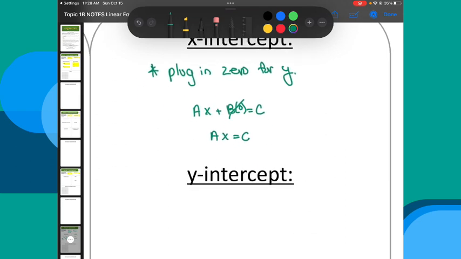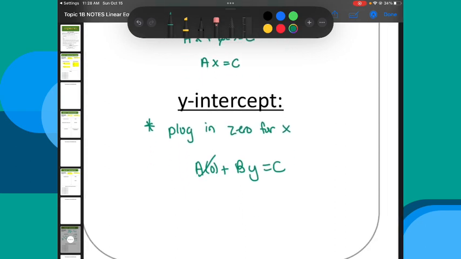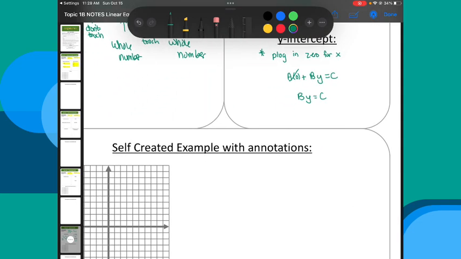We would do the same thing for the y-intercept, but for the y-intercept, we plug in 0 for x. So if you're in standard form, ax plus by is equal to c, we're going to get rid of that x because we're going to replace it with 0. We're going to plug it in, and that whole term cancels, and we're left with by is equal to c, and then we can divide to solve for y.